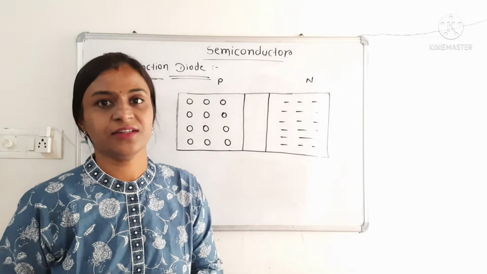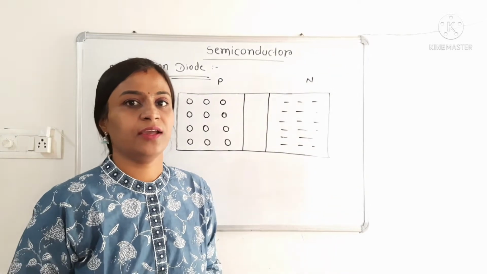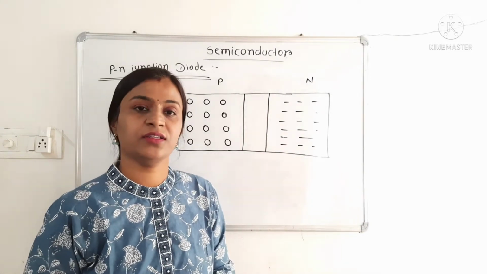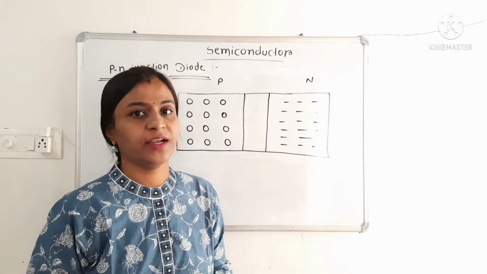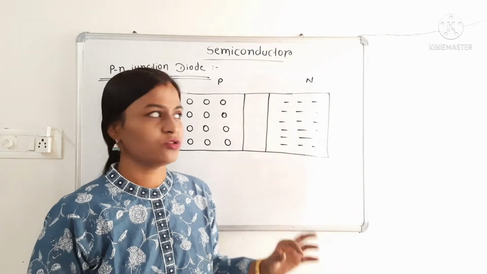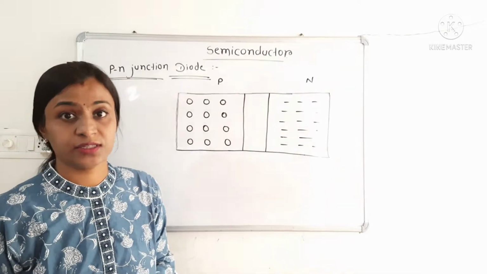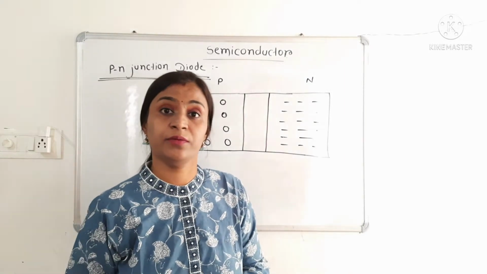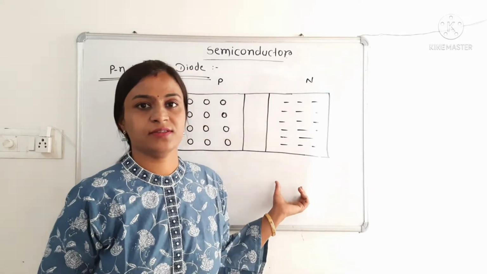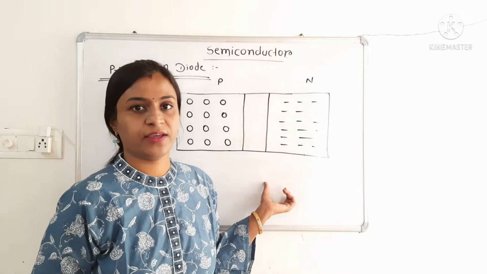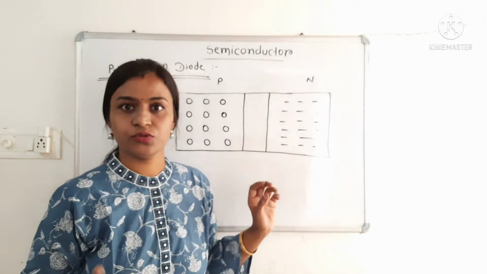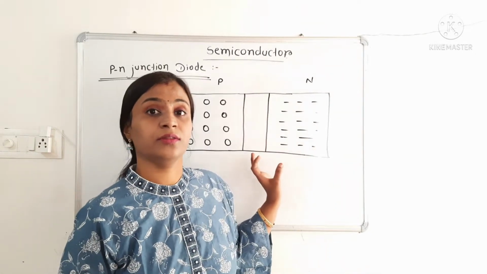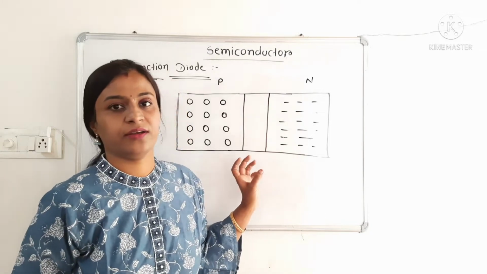See, this is the third lecture of semiconductor. In the last lecture we studied the types of semiconductor, p and n-type semiconductor. The next topic is p-n junction. This p-n junction is the basic building block of all devices like diodes and rectifiers. This p-n junction is used in diodes and rectifiers.